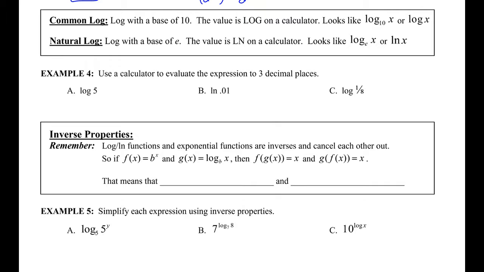So you're pressing the log button on the left side of your calculator and then 5 and checking that you get an answer of 0.699. Same thing with the natural log. Hit the natural log and then 0.01 and check that you get an answer of negative 4.605. And for part C, log, and then put parentheses 1 divided by 8, you should get negative 0.903 as an answer.